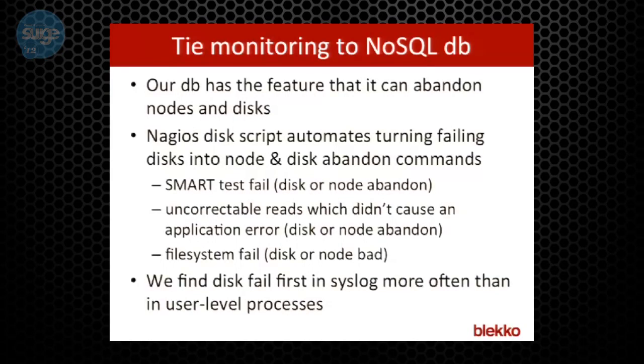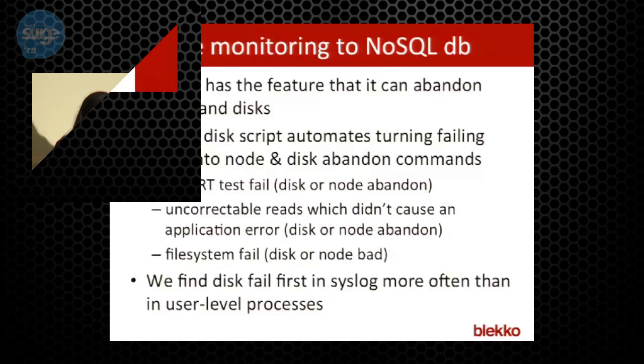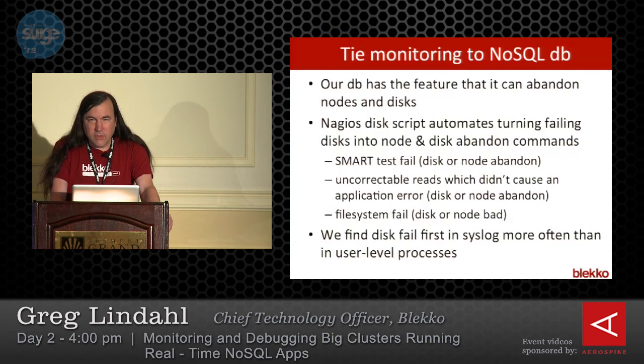Time monitoring to your NoSQL database. So our database has the feature that it can abandon nodes and disks that are failing. And usually, the first reason you discover there's a problem is because you looked in syslog and you discovered that it was complaining about a particular disk. And so at that point, we can go in and we can either mark it as abandon if it's failing, or bad if it's actually bad. And if it's a system disk, of course, you need to mark the entire node as abandon or failing.